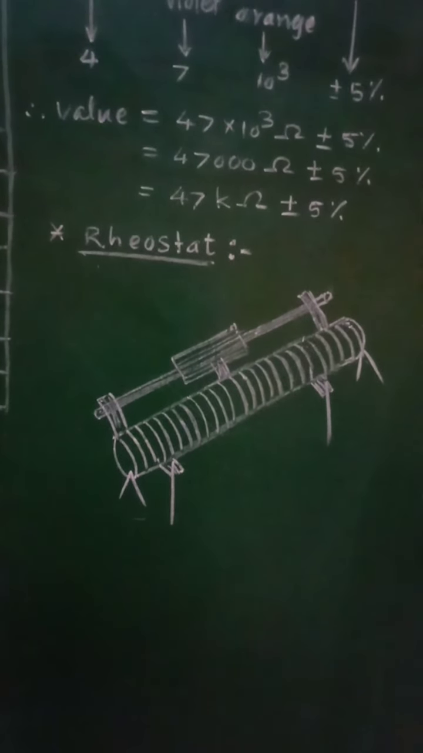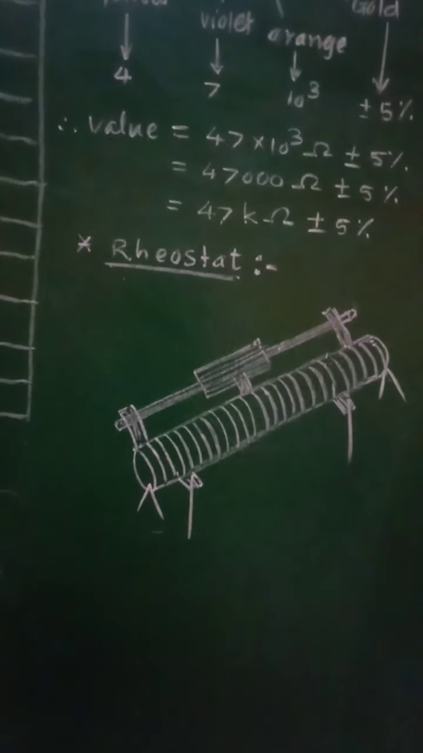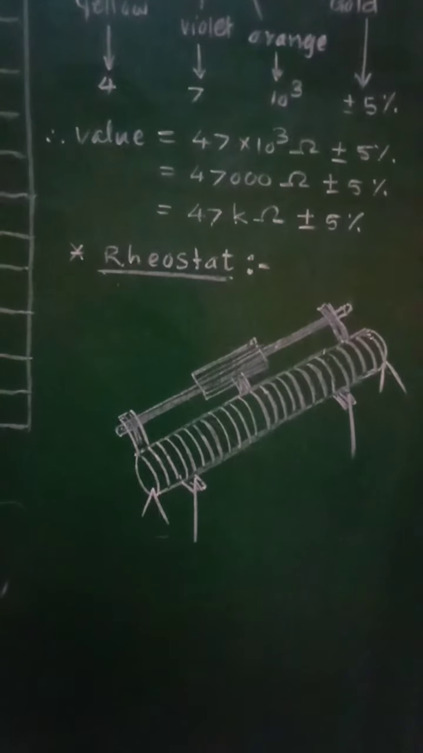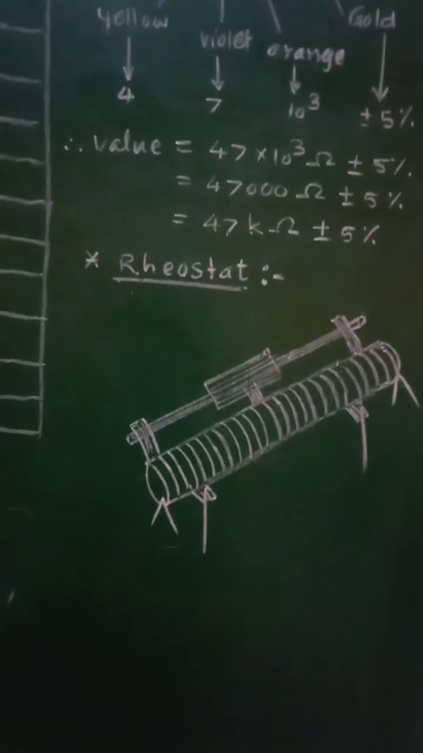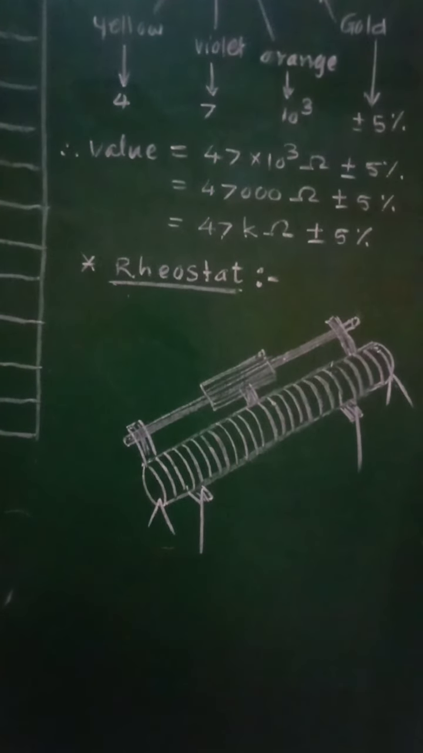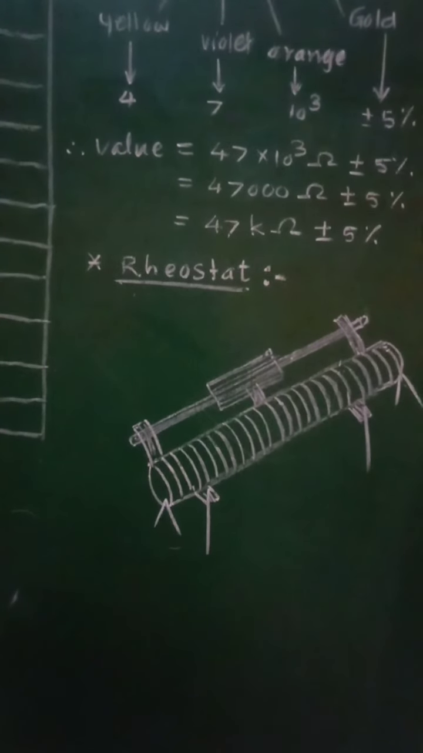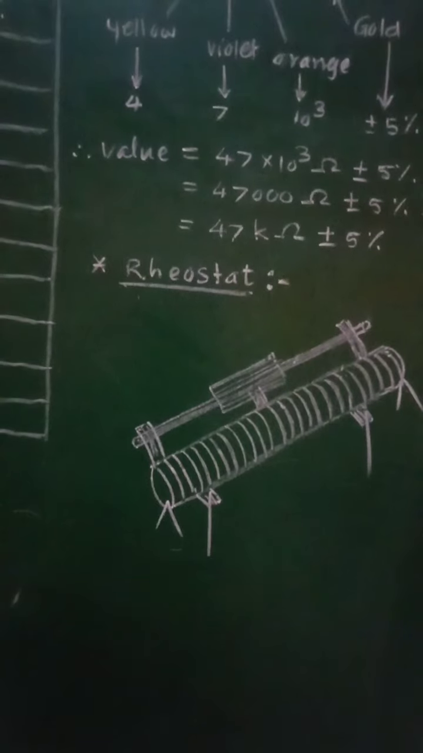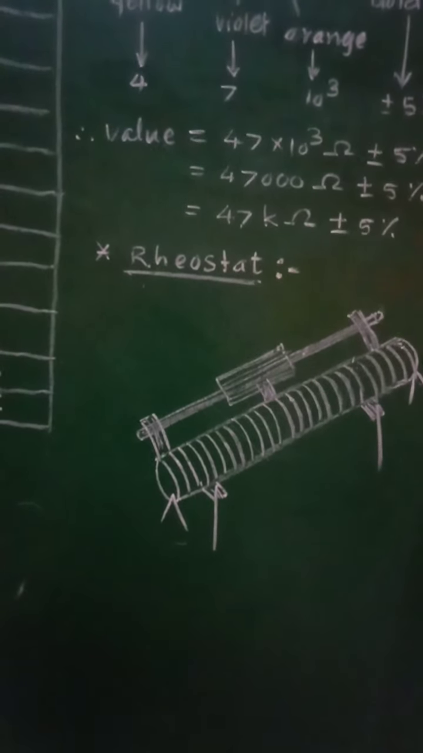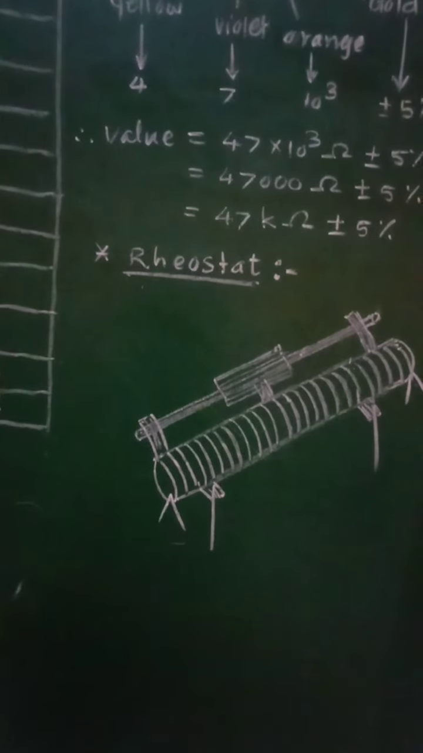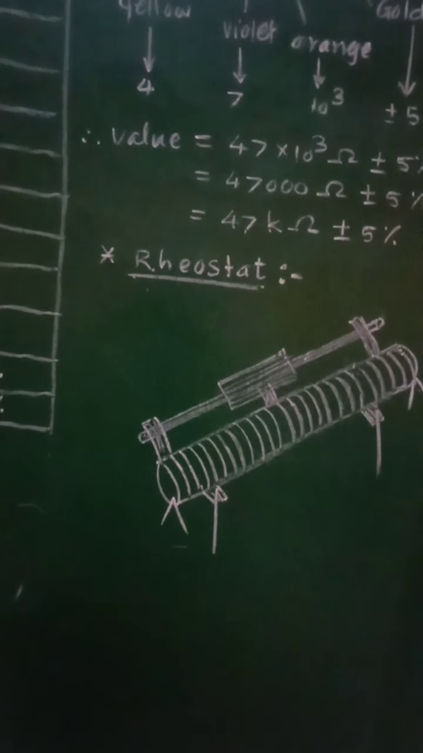Now this rheostat can be used to adjust the potential difference between 2 points in a circuit. Similarly, it will be used to change the intensity of light. Similarly, it will be used to control the speed of motors. So with the help of this rheostat, we can adjust the potential difference, we can adjust the intensity of light, as well as we can control the speed of motors.